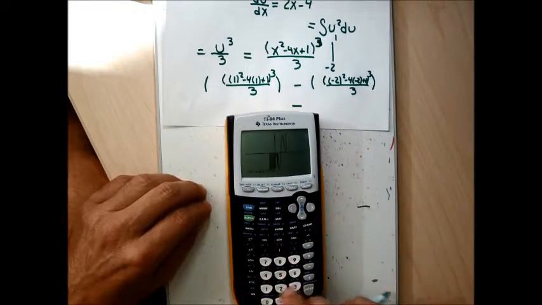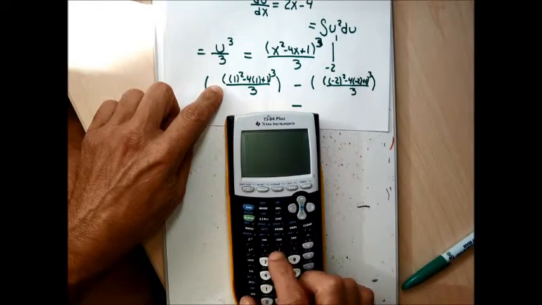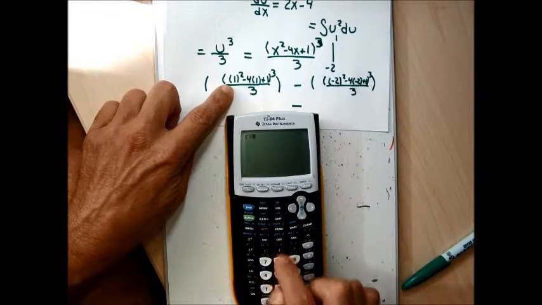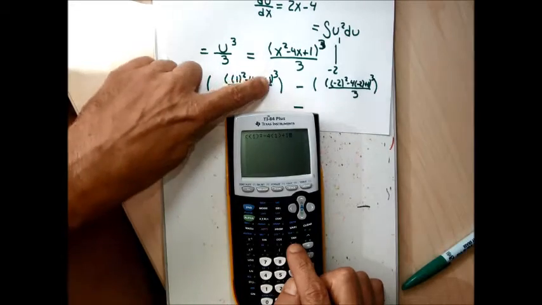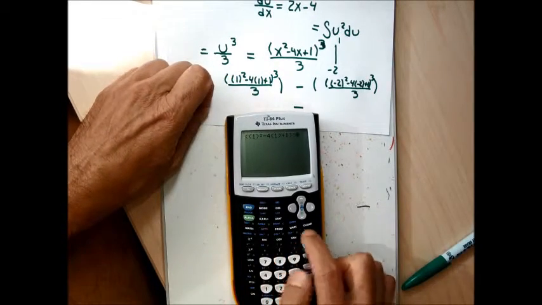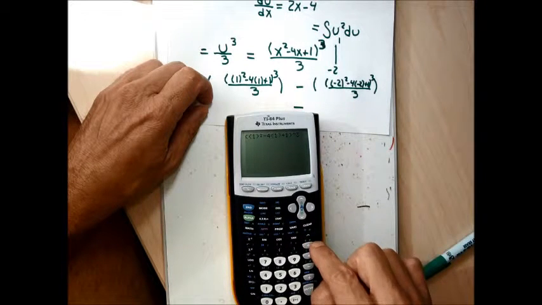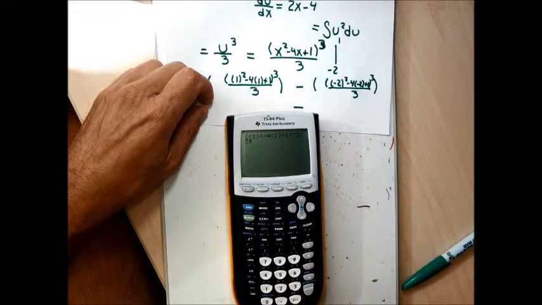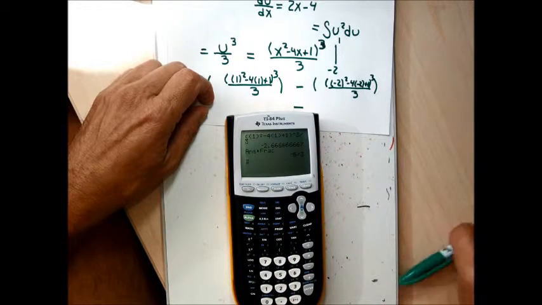Specifically, for the first one, I'm going to go parentheses, and then 1 squared in a parentheses, minus 4 parentheses 1, plus 1, close out that parentheses, do an up arrow 3, that's the numerator, and then divide it by 3. That gives me a decimal. Let me go math, enter for it. I get negative 8/3 for that.